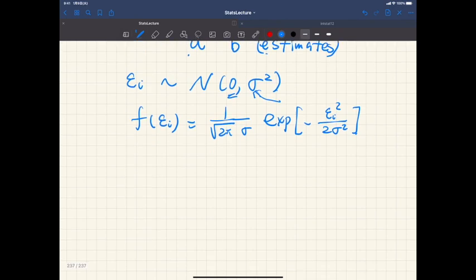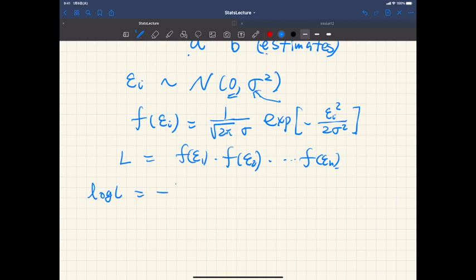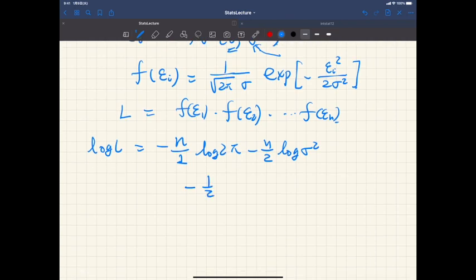So the likelihood function is the product of this, right? f of epsilon 1 times f of epsilon 2 times and so on. And if you take the logarithm of this likelihood, it will be something like this: minus n over 2 log 2 pi, minus n over 2 log sigma squared, and minus 1 over 2 sum of y minus alpha minus beta x i squared over sigma squared. So this part is epsilon i, right?